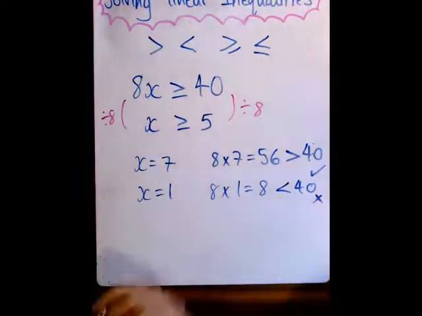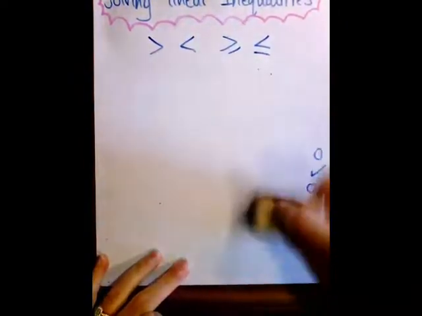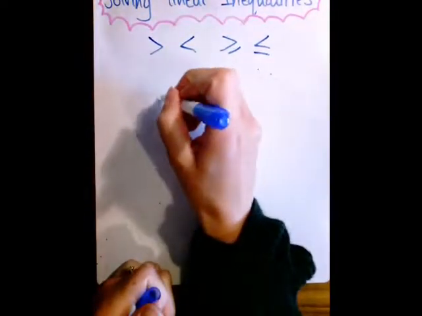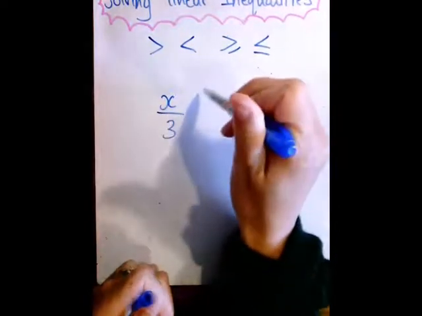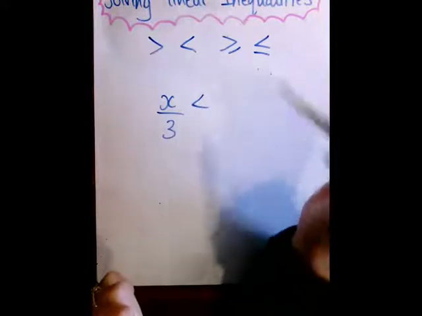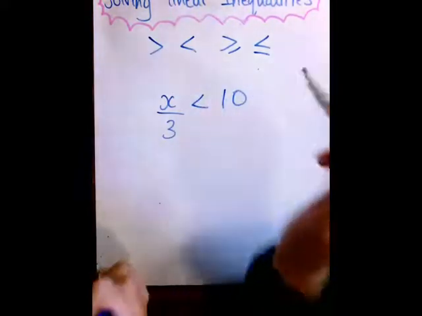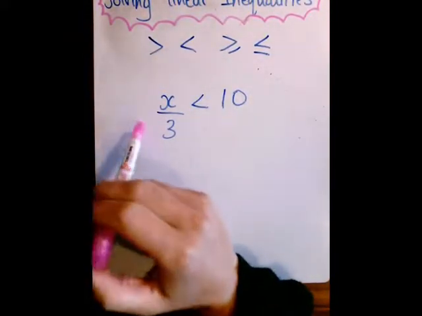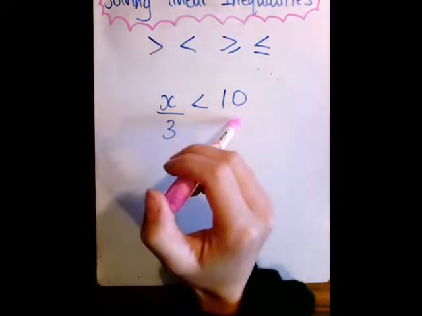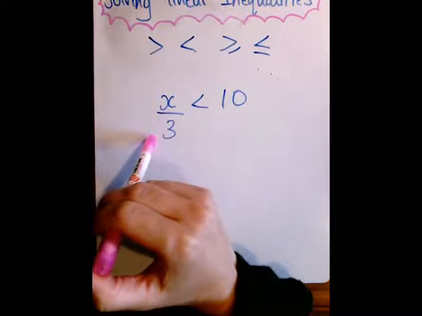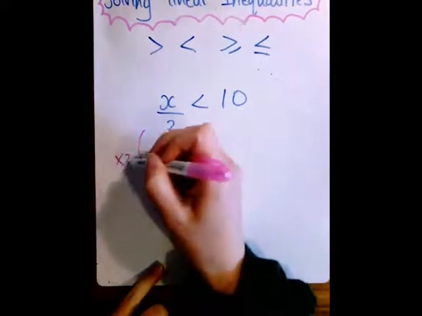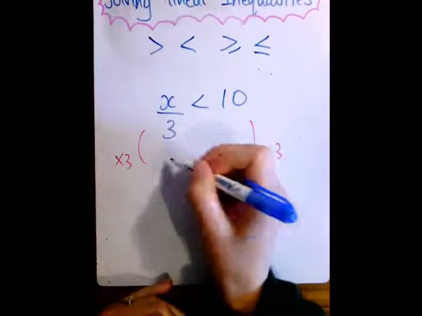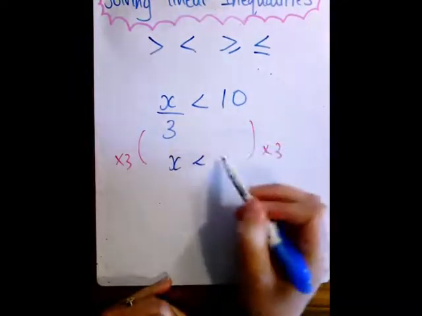Okay, now you could also have ones that have x written as part of a fraction. So for example, you might have x divided by 3 is less than 10. Now for this one we're trying to find what values of x divided by 3 will always give you something less than 10. And because x is divided by 3 here, if we multiply both sides by 3, we will get x is less than 10 times 3, which is 30.